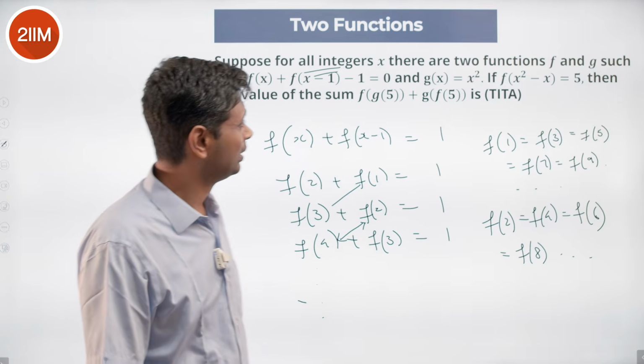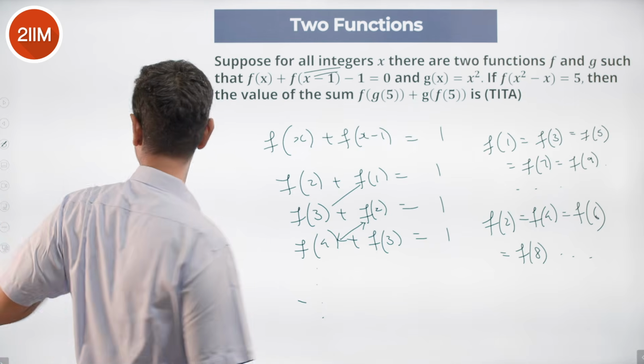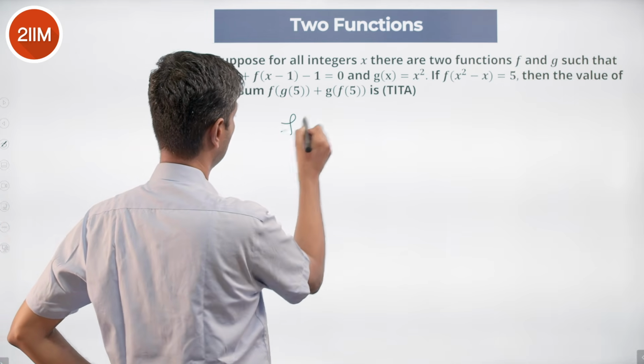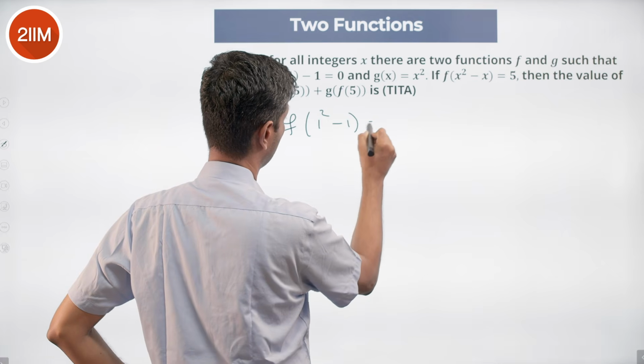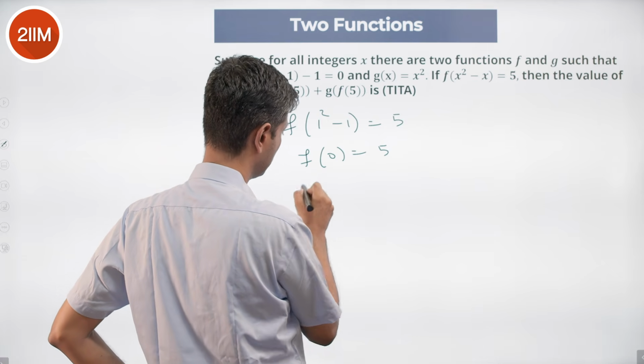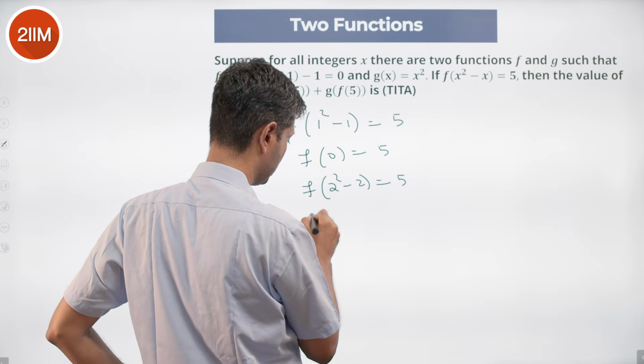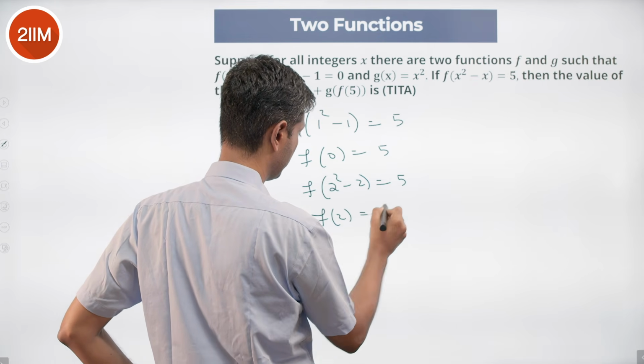Nice. We have f of x square minus x equal to 5. What am I going to do? I'm going to put x equal to 1. F of 1 square minus 1 equal to 5. F of 0 is 5. F of 2 square minus 2 is equal to 5. F of 2 is 5.